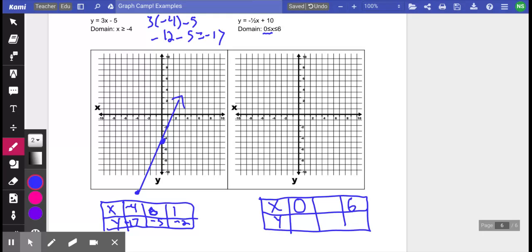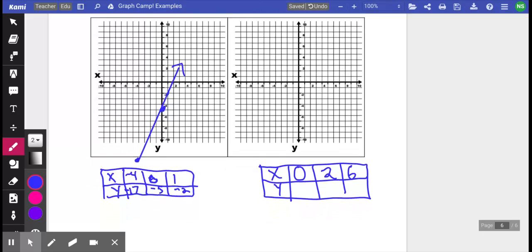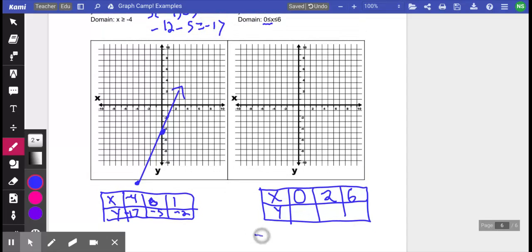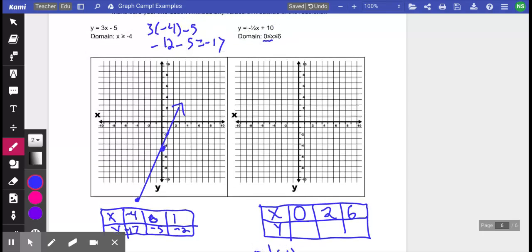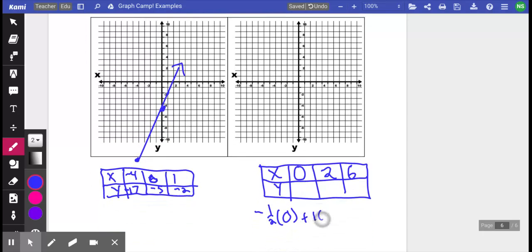And I'm looking at my equation. I notice that I'm going to be doing negative 1/2 times x. So I want to pick something that's divisible by 2. I'll pick 2. And now I can just plug in some values. So we have negative 1/2 of 0 plus 10. So negative 1/2 of 0 is 0 plus 10 is 10.